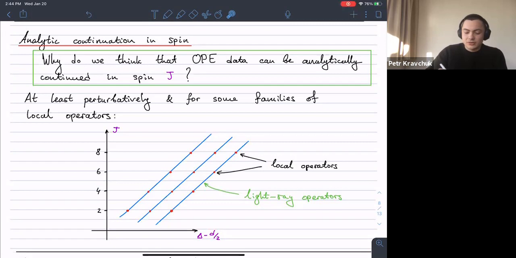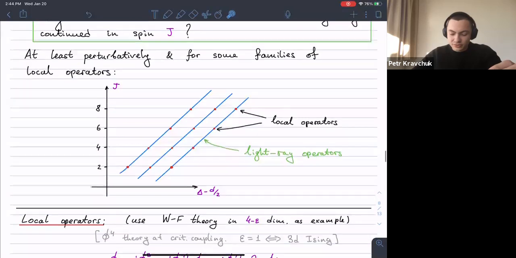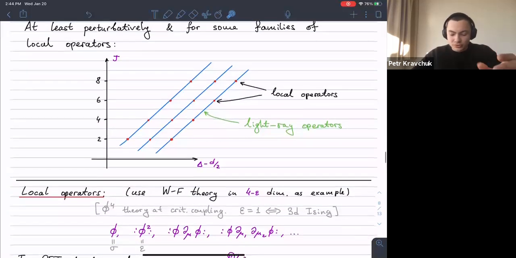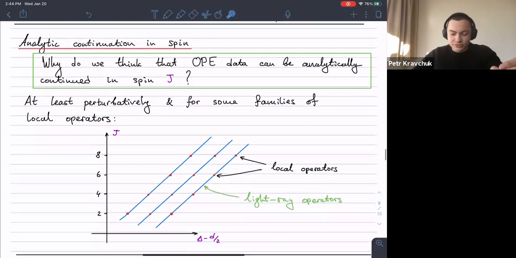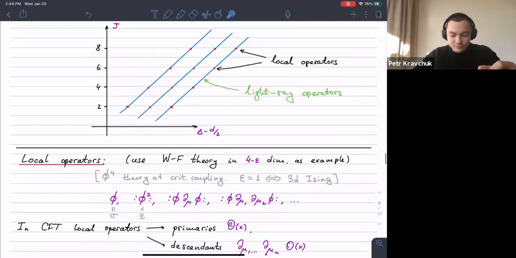However, as I say, this is true perturbatively, that we can write these expressions, but I'll refer to these perturbative expressions as light-ray operators, and I'll discuss how non-perturbative this result is in general.